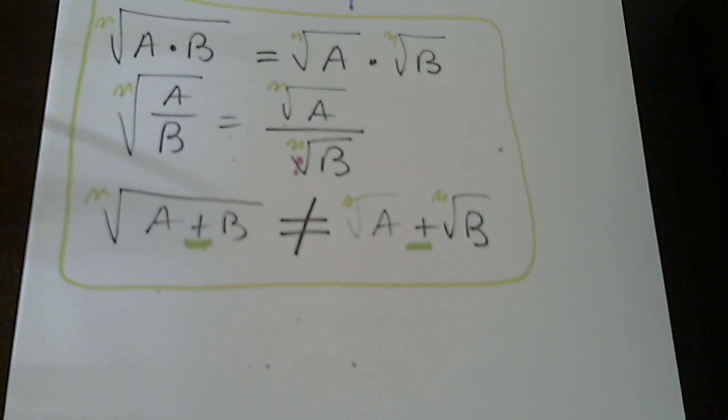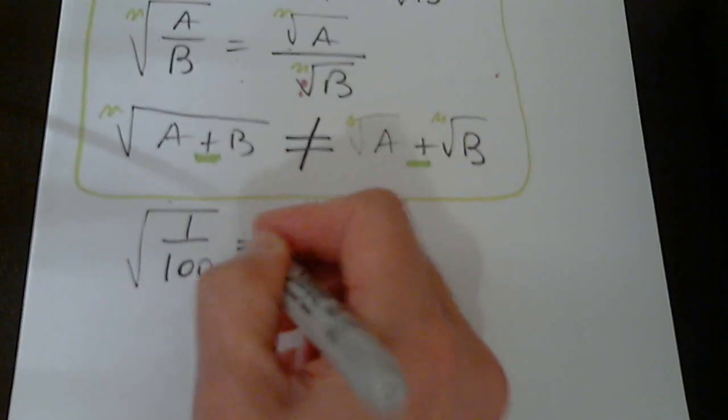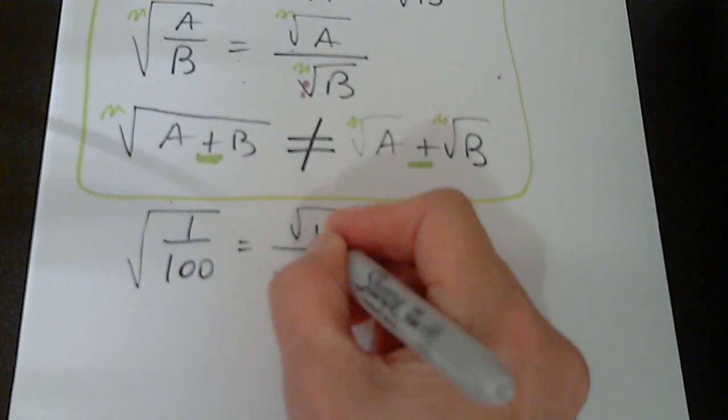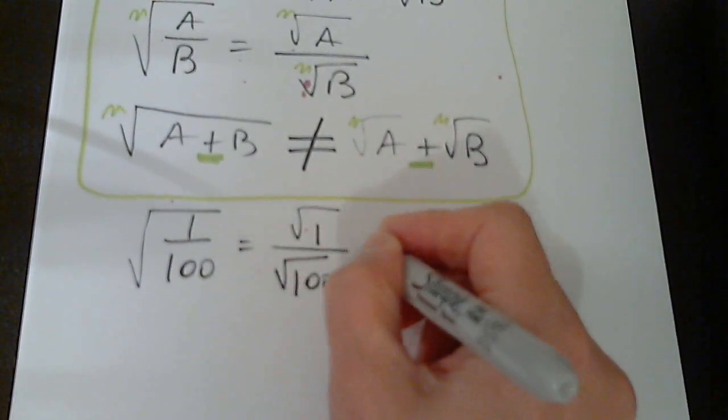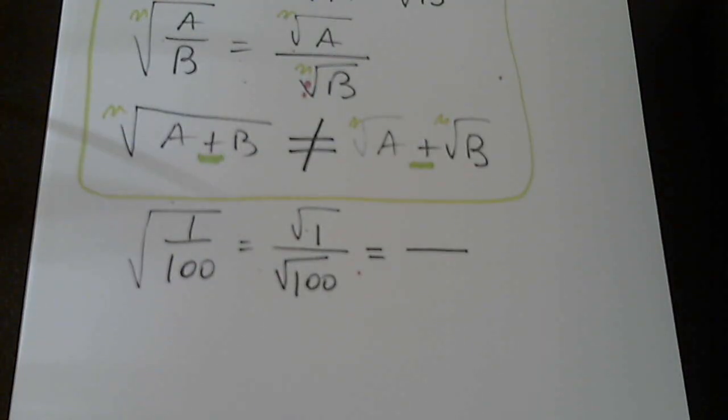So the next example is the square root of 1 over 100. Both are positive. The index is even. I will use this rule. I will write the square root of 1 over the square root of 100. I will simplify the top. I will simplify the denominator. What do you think?